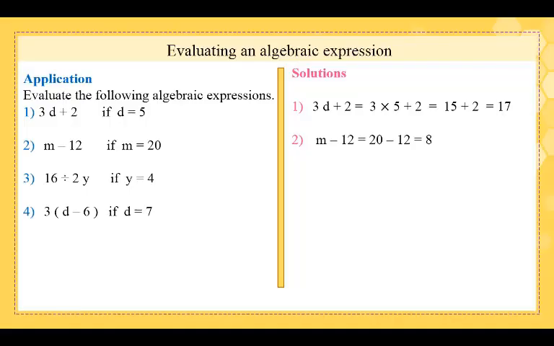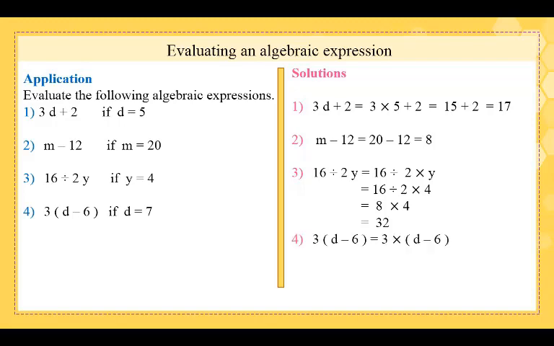Number 3, 16 divided by 2y. My dear students, 2y means 2 times y. So we have now 16 divided by 2 times y. Substitute y by 4 to get 16 divided by 2 times 4. Because we have division and multiplication in the same expression, we must do them from left to right. 16 divided by 2 is 8. 8 times 4 is 32.